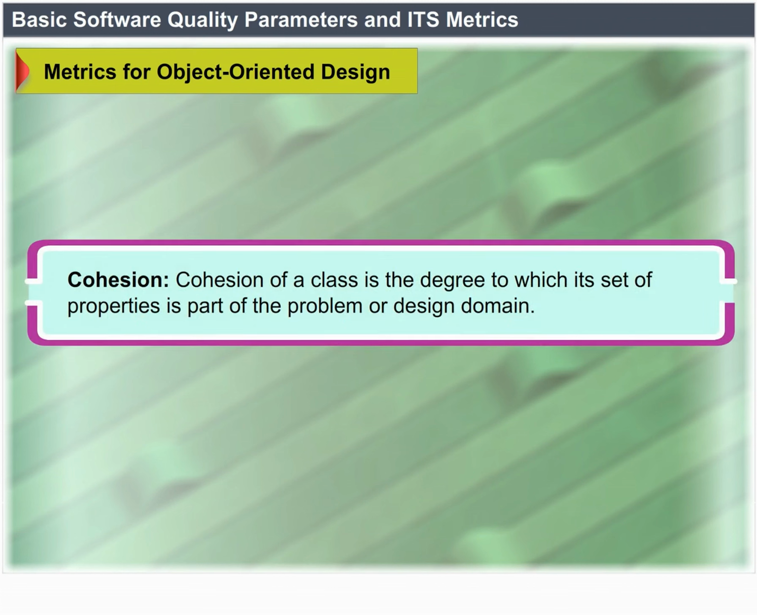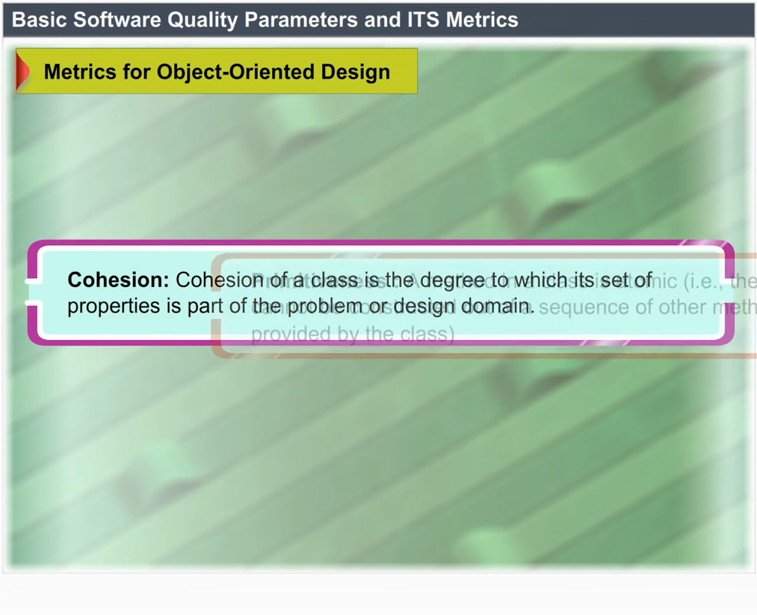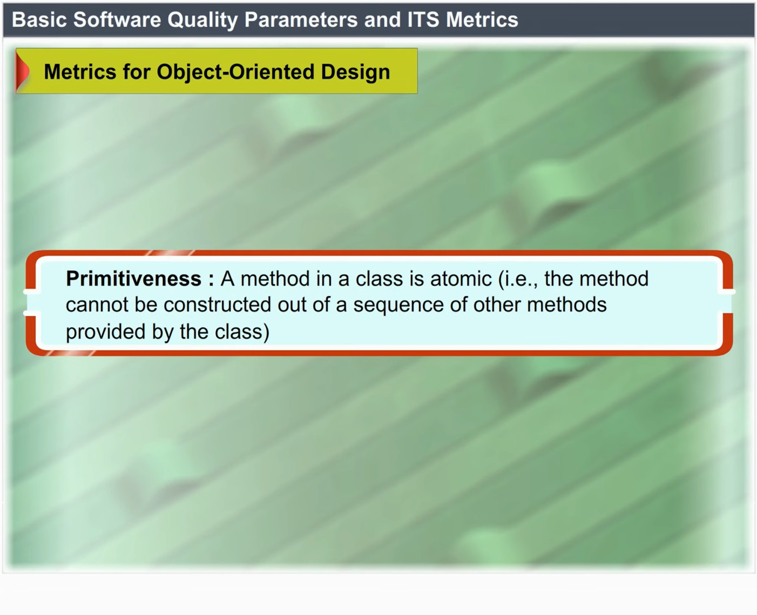Cohesion of a class is the degree to which each set of properties is part of the problem or design domain. Primitiveness, a method in a class is atomic, that is, the method cannot be constructed out of a sequence of other methods provided by the class.